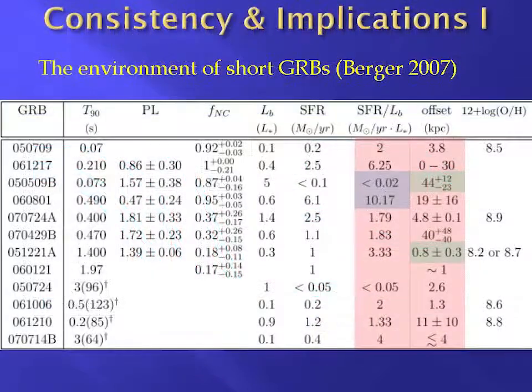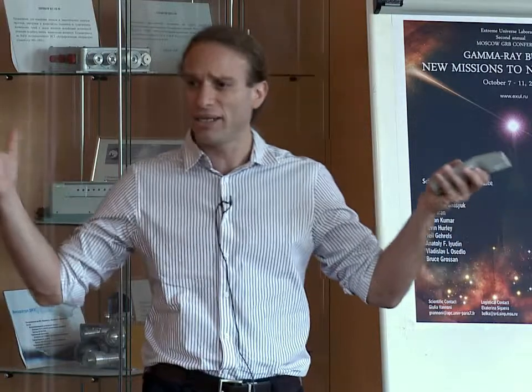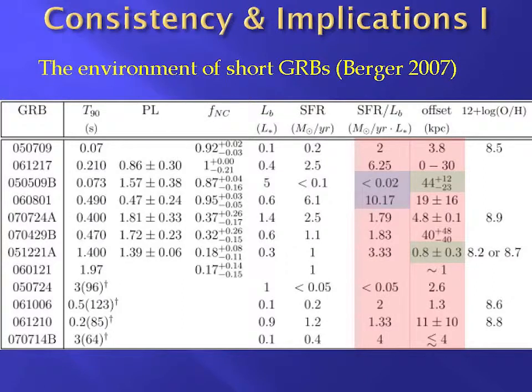First of all, here I'm comparing my result to an earlier study by Ido Berger from 2007 on short gamma ray bursts. These events were chosen according to the criterion of being shorter than 2 seconds. One thing Ido Berger concluded, and you can see here, is that both the specific star formation rate and the offset within the population of short gamma ray bursts are very widely distributed. You see very large differences in star formation rate and in the offsets from the center of the galaxy.